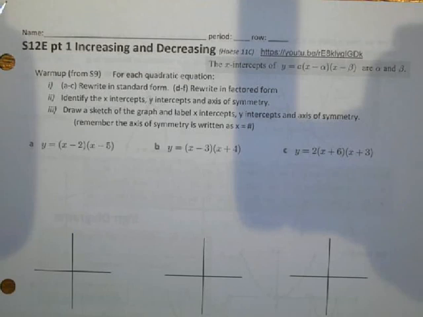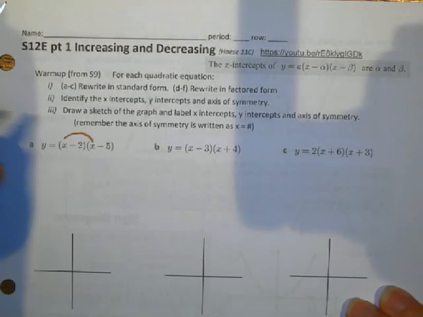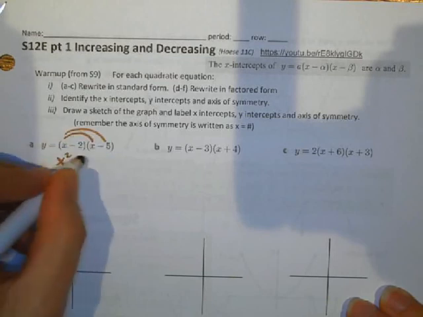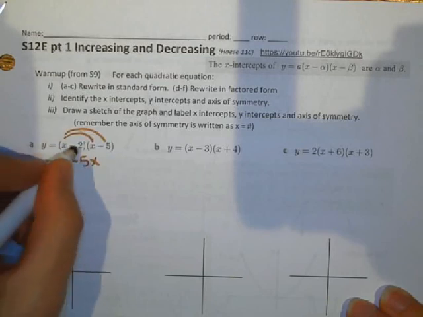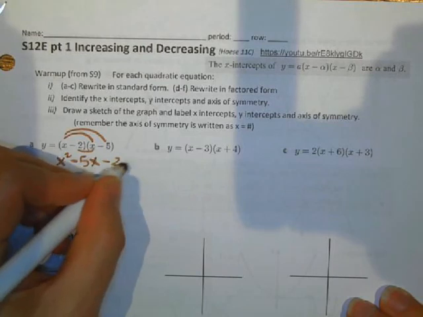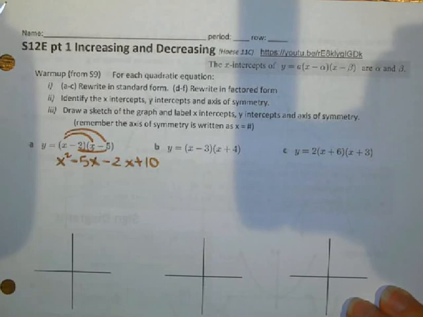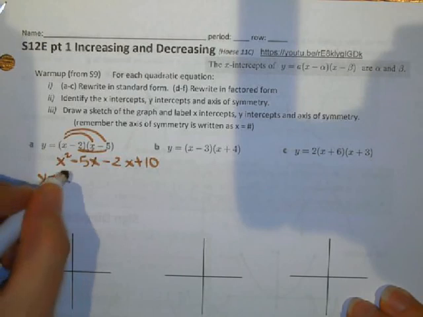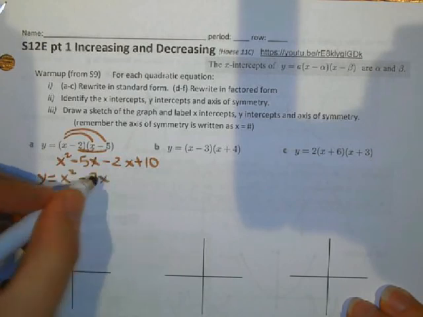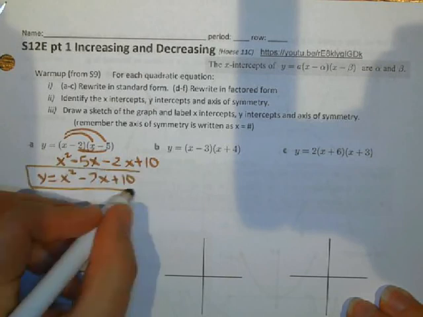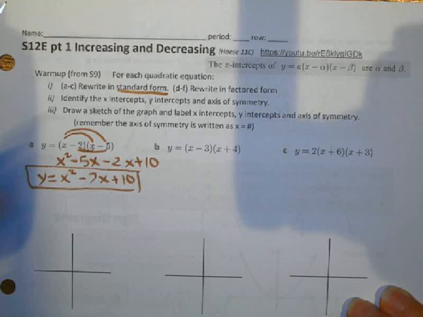The first thing we do is FOIL. x times x gives me x squared. x times negative 5 gives me negative 5x. Negative 2 times x gives me minus 2x. And negative 2 times negative 5 is plus 10. That's called foiling. We can combine the two middle terms and we get y equals x squared minus 7x plus 10. There is our equation in standard form.